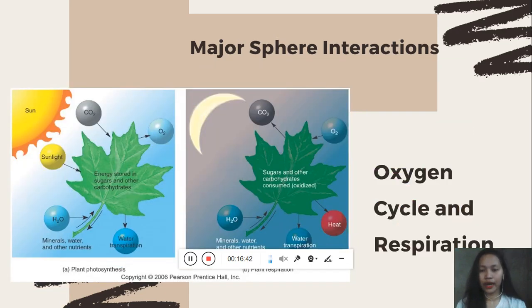Next we have the oxygen cycle and respiration. Plants and animals breathe oxygen and return it to the air and water as carbon dioxide. Through photosynthesis, plants convert carbon dioxide and water into carbohydrates and release oxygen. So there are two major sphere interactions involved in the oxygen cycle and respiration.